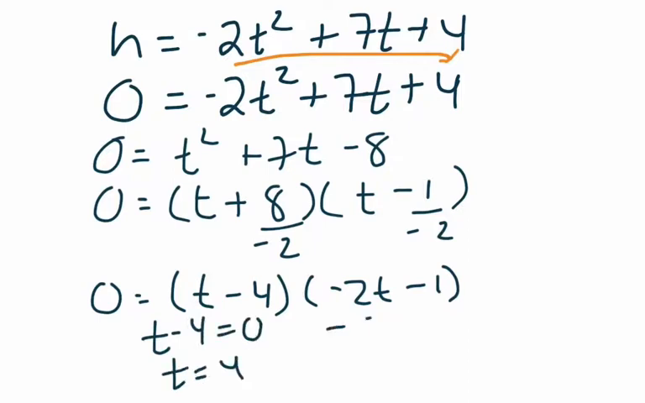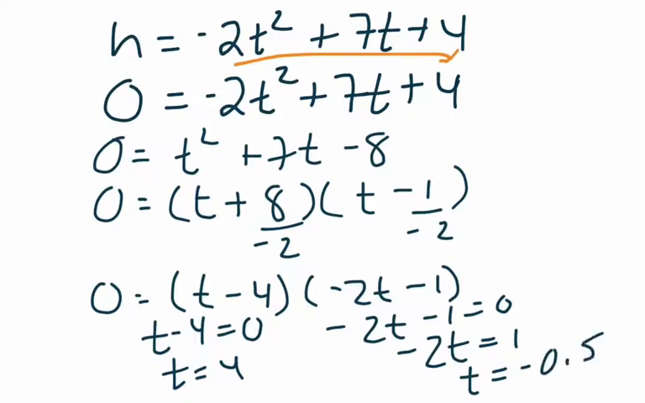So we get t is equal to 4, and here we're going to add 1 to both sides, and then divide both sides by -2, and I'm actually going to change it to a decimal because when we're dealing with word problems, we probably do want the decimal. Now, notice that we have two answers to this. We have 4 seconds and we have -1/2 seconds. So let's make sure we can interpret what those mean.